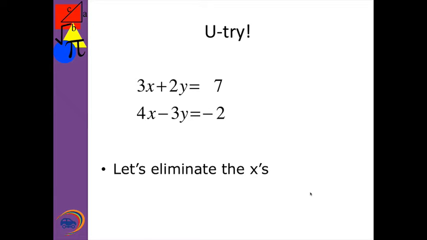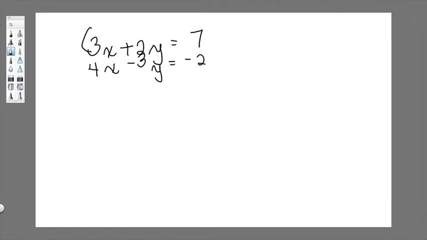Welcome back. Let's go to our slate, and let's look at this problem. We have 3x plus 2y is equal to 7. We have 4x minus 3y is equal to negative 2. All right, I want to eliminate the x's because that was my choice. So I'm going to multiply the top row by 4 and the bottom row by negative 3. That gives me both coefficients of 12. One will be positive, one will be negative. So 4 times 3x is 12x. 4 times 2y is 8y. 4 times 7 is 28.